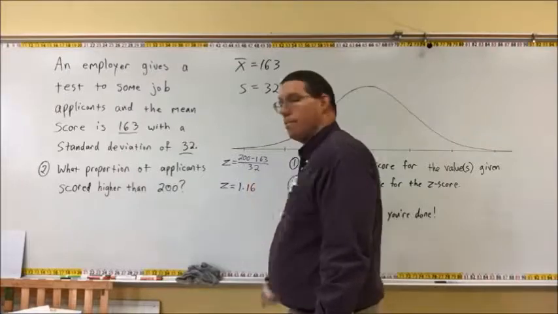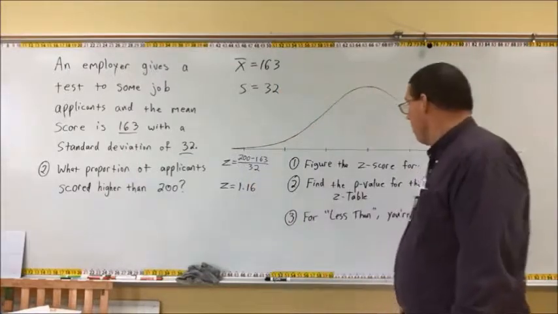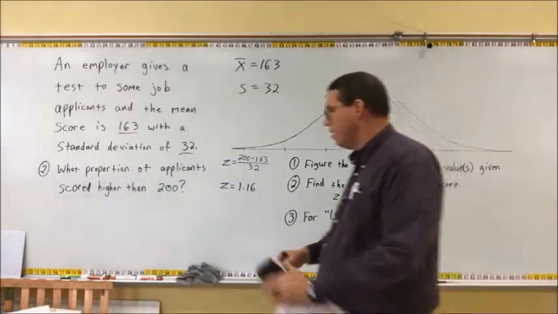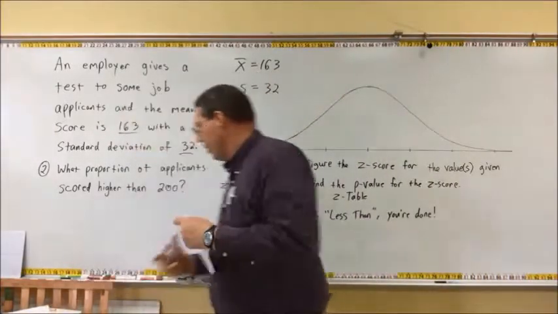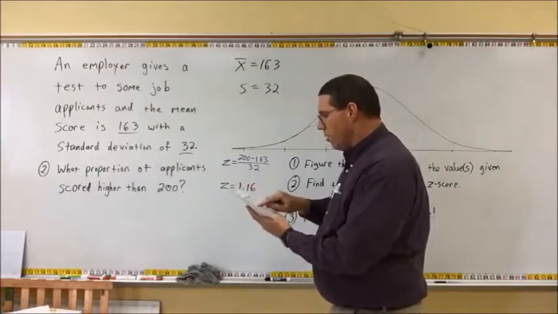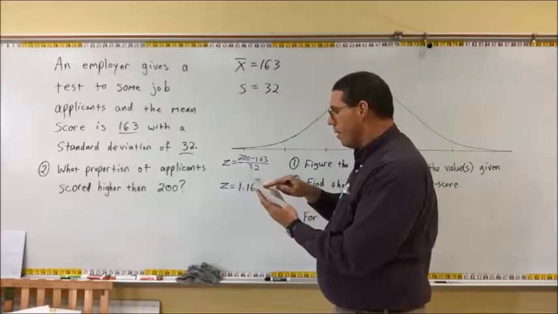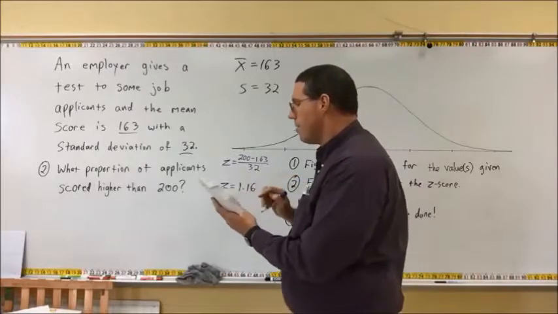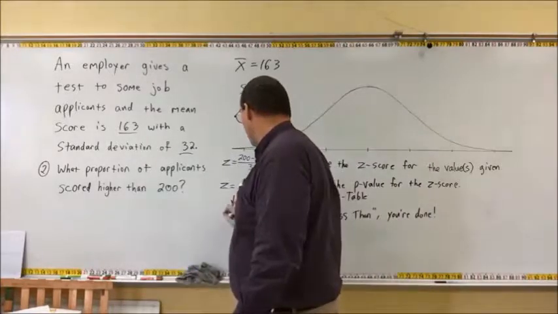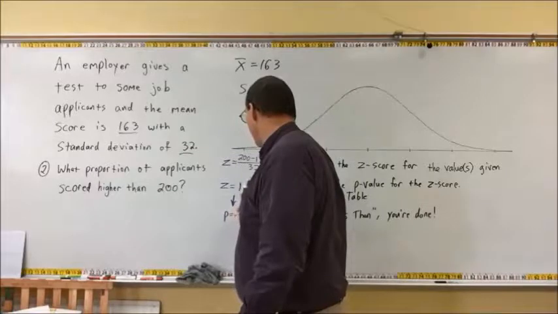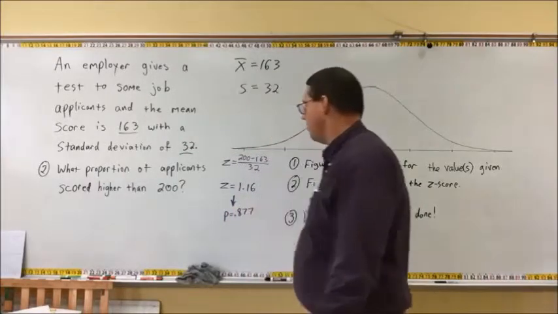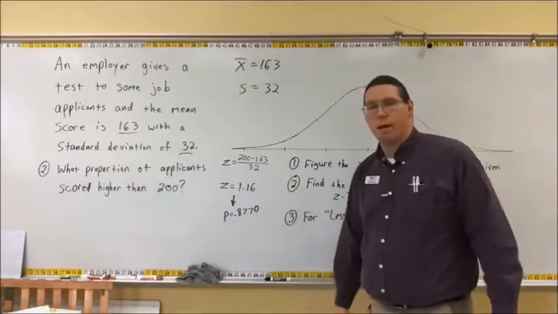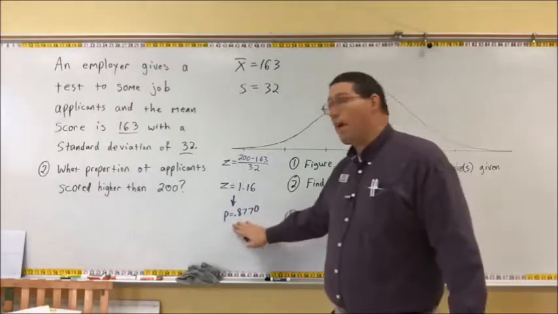All right, we have a z-score. Now, find the p-value for that z-score. We got to go to the z-table, which is right here. And we're going to find 1.16. And I get 0.8770, or p equals 0.877. Or you can put 8770 if you want to, but it's the same thing as 0.877. All right, so we have our p-value.